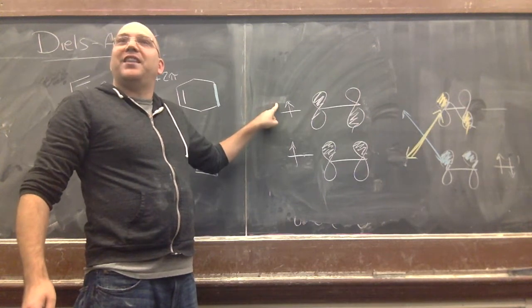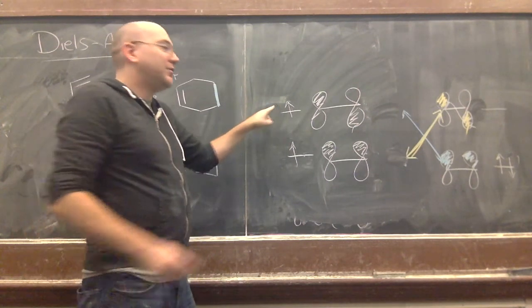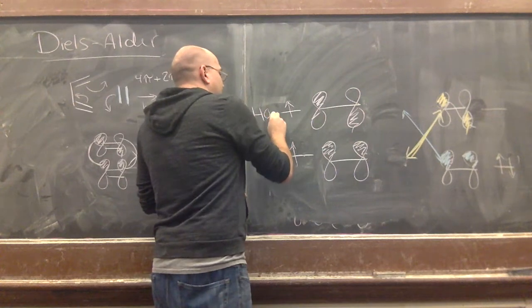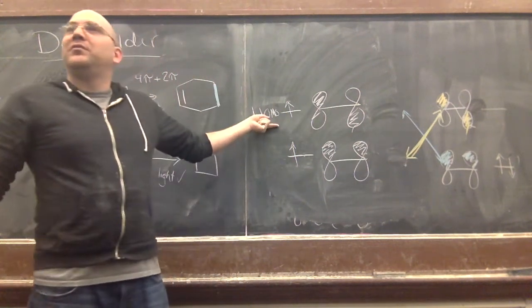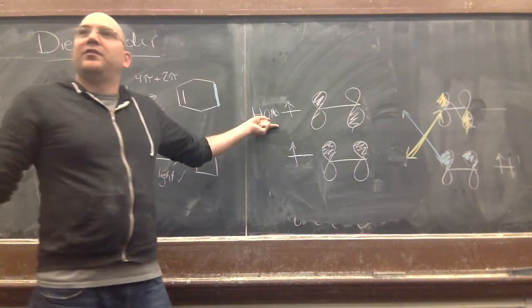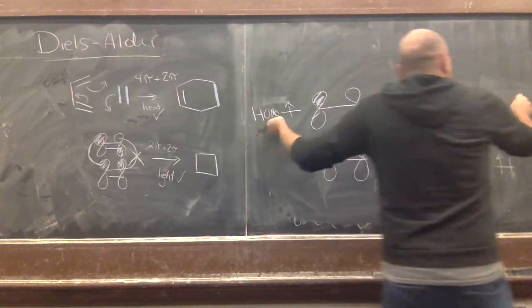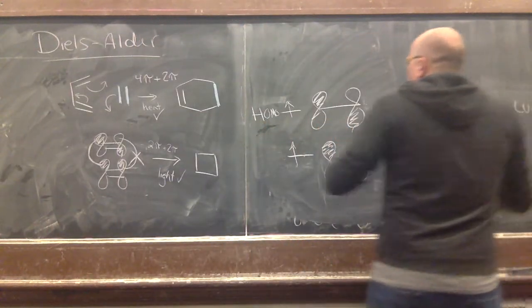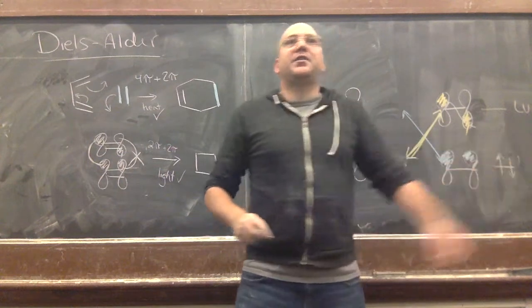This is now it, right? That's the highest occupied molecular orbital. That becomes your new HOMO. So what's that going to react with? Your LUMO. And now we get matched systems.